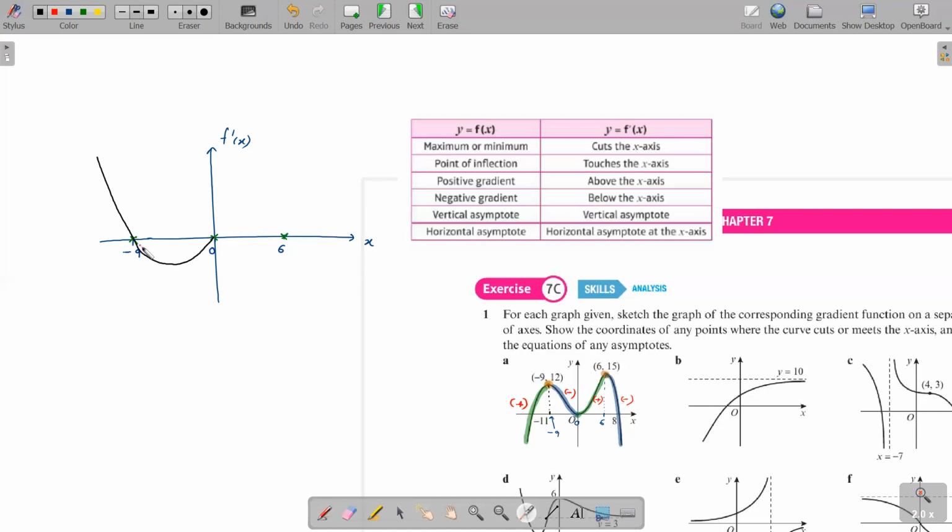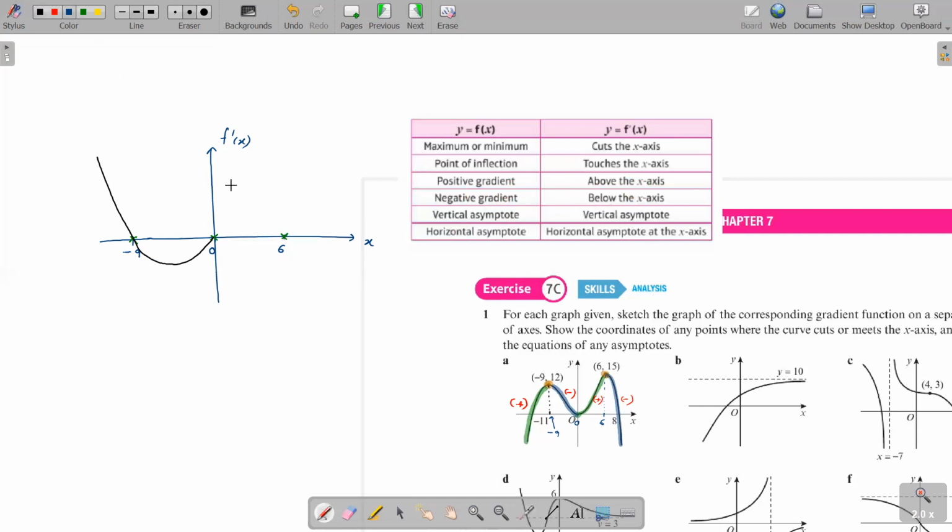Because now, from -9 to 0, it's below the x-axis, which means it's a negative gradient. Are you all with me? Then from 0 to 6, what happens? You can see again I have a green color part, which is positive gradient, which means what? The graph is going down or up. Positive gradient means you are above the x-axis.